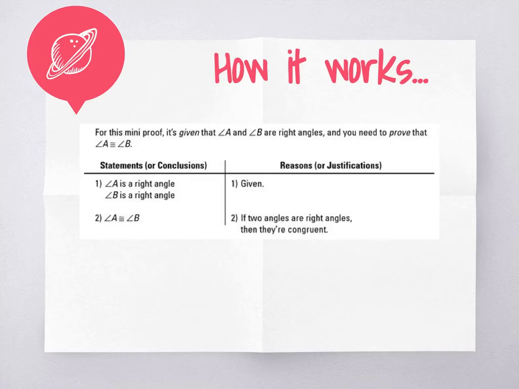Those two can be used in a proof, and here's a little mini proof. If we're given that angle A and angle B are right angles, we want to prove that angle A is congruent to angle B. So again, we're given that, since they're both right angles, we can assume by a postulate that if two angles are right angles, they must be congruent.